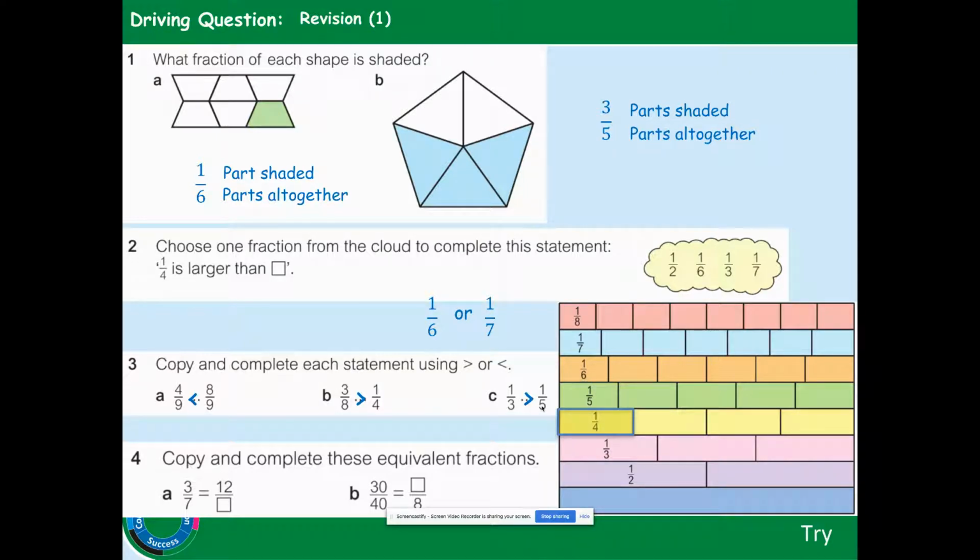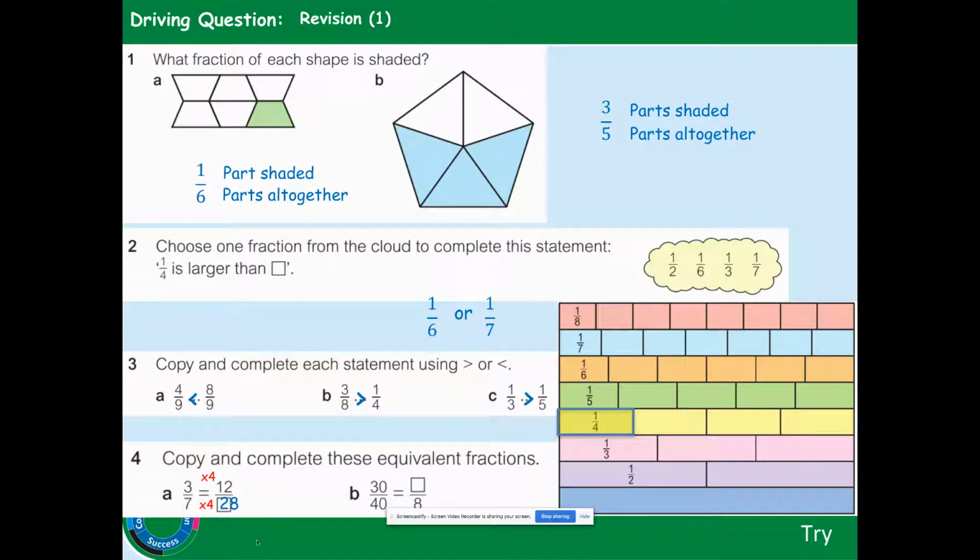Copy and complete these equivalent fractions. So 3/7 is equal to 12 somethings. So what do you have to do to 3 to make it 12? Okay, so think about your 3 times table. 3 times 4 will make 12. And remember, whatever you do to the top of the fraction, you've got to do the same to the bottom of the fraction. So we need to multiply the bottom by 4. So 7 times 4 is 28. So 3/7 is equivalent to 12 28ths.